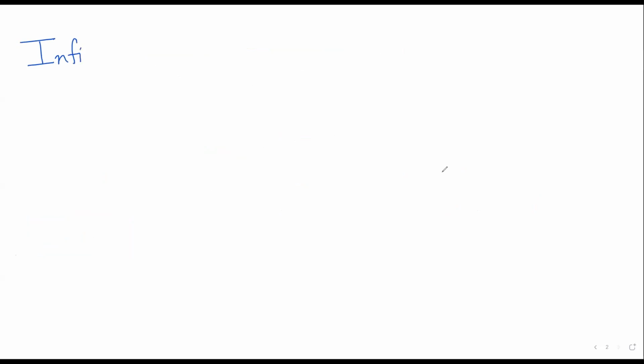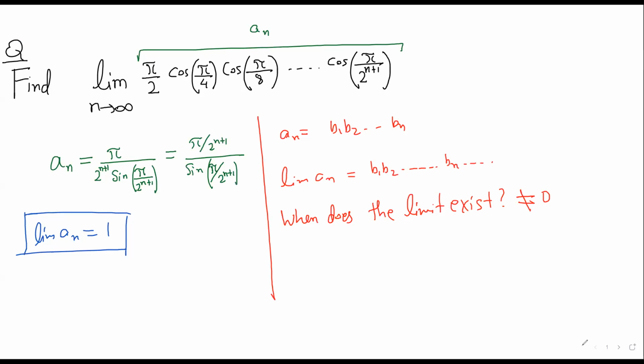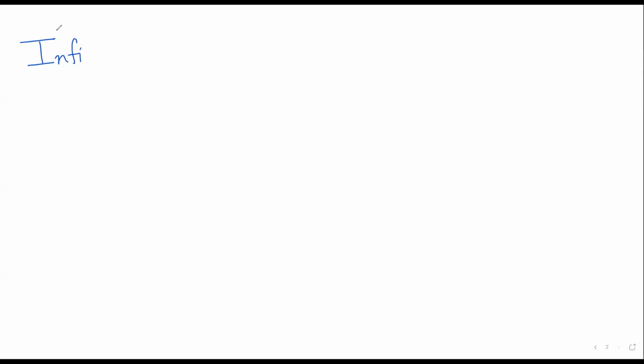Sir, I guess one thing you can immediately say is that the bn should tend to 1. So if the limit exists, then bn will be tending to 1. Yes, that's a good starting point. That's certainly a necessary condition. Yeah, let's build on that.